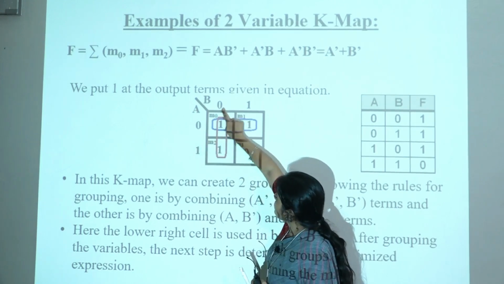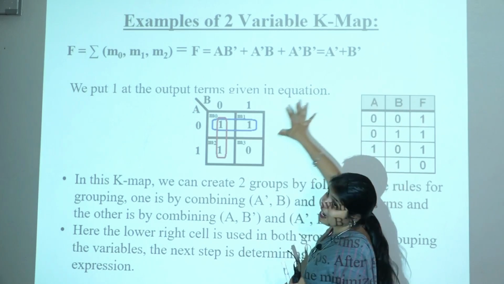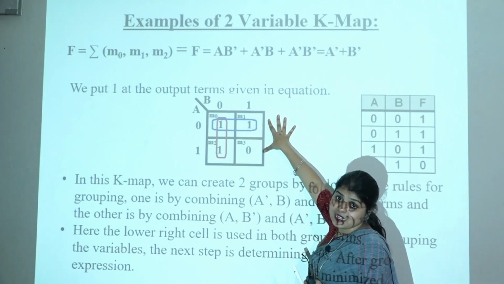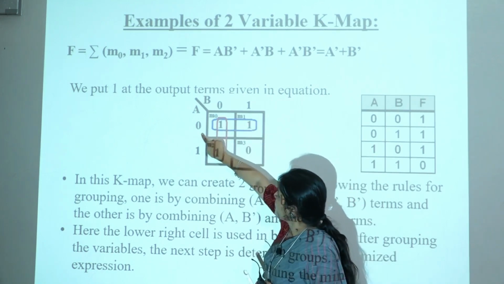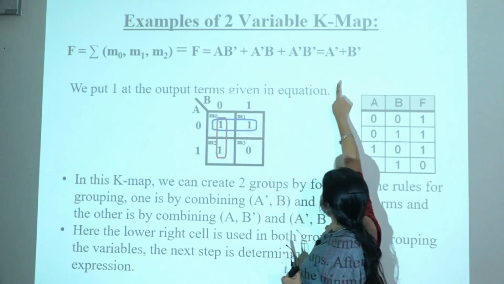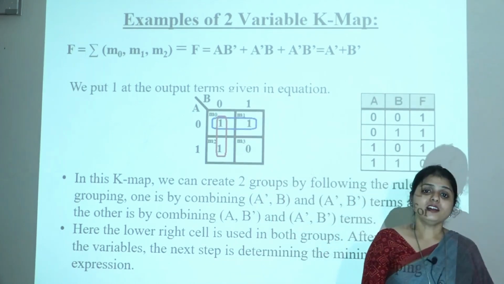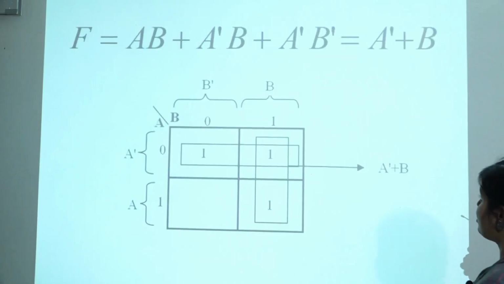So I cancel this and the output would be B bar. As I am taking min terms, I add them. As this is SOP, I add them. So the output of this blue group is A bar. The output of this red group is B bar. So the final expression is A bar plus B bar.